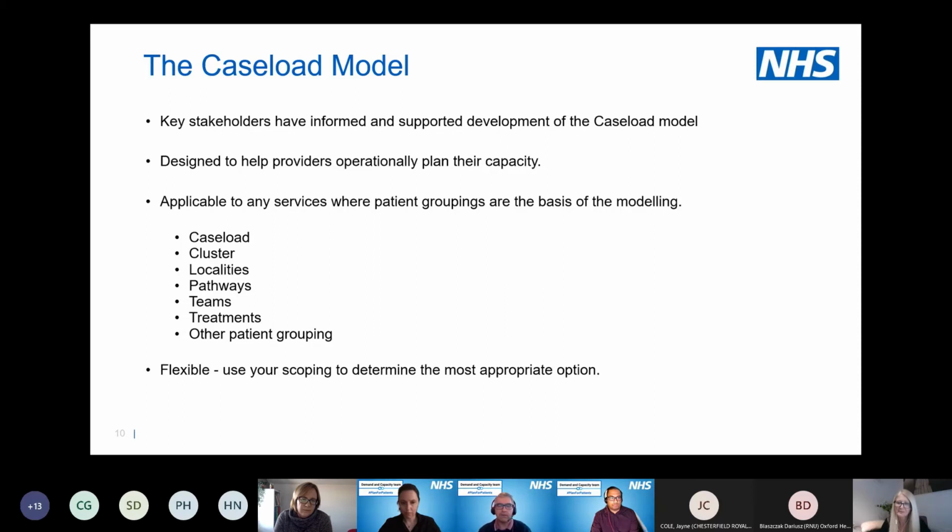However, it's become very apparent that the model's applicable really to any service where we're looking at groupings of patients as the basis of the modelling, and these groupings might well include caseloads as we've defined the model, but could be clusters, geographic localities, pathways, teams within a service, different treatments or interventions, or any other really defined patient group. And because the model's flexible and adaptable, you can use your local scoping to determine the most appropriate option. Thinking back to one of Wendy's earlier comments about scoping initially, in terms of what you want to answer from the modelling, that gives you the start point in terms of what that grouping is likely to be as part of your initial setup.